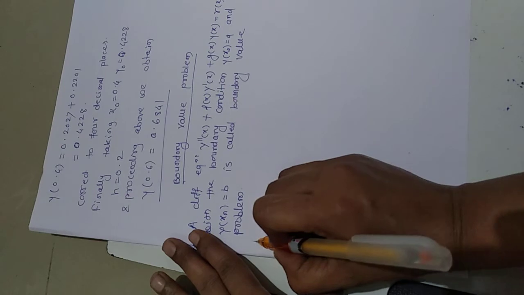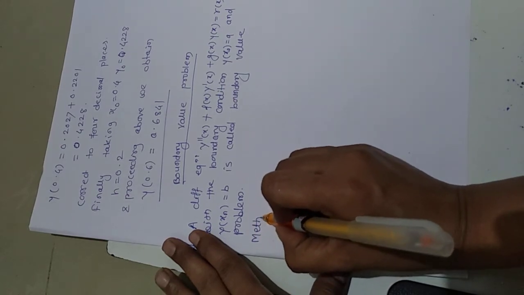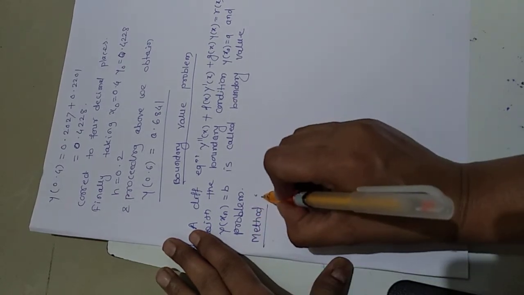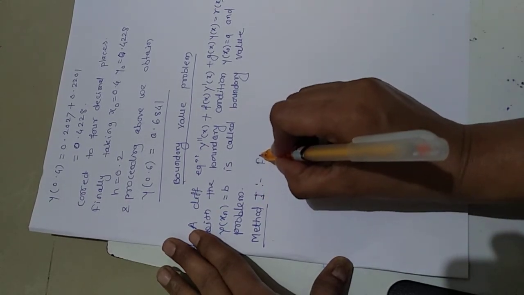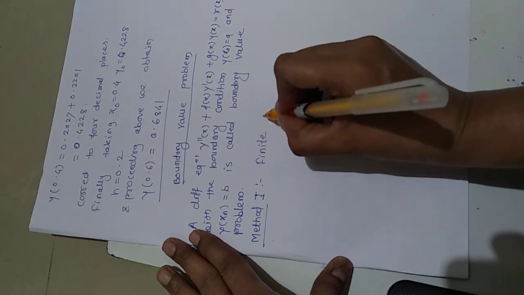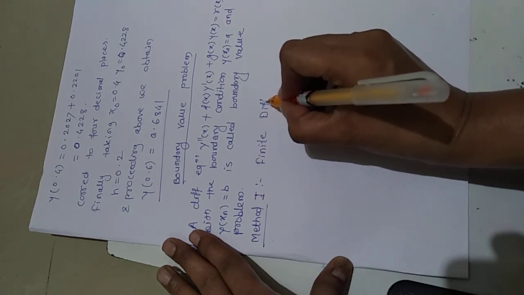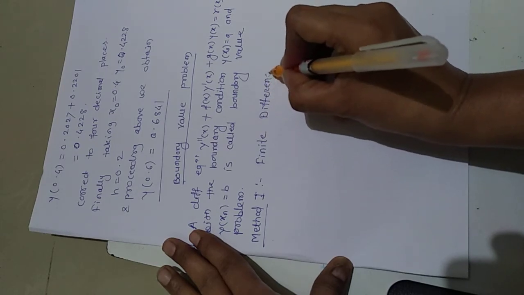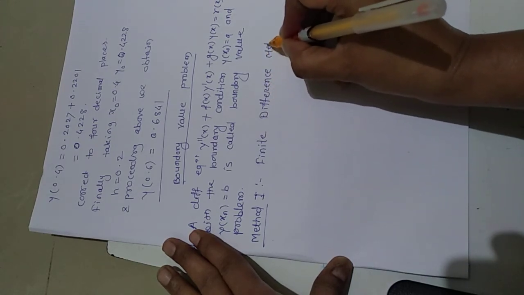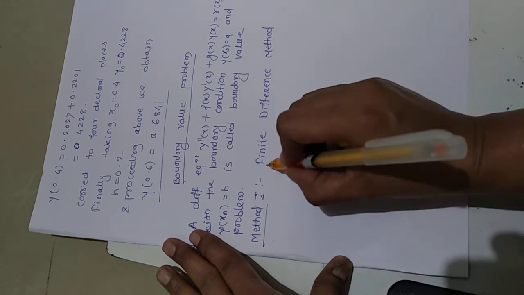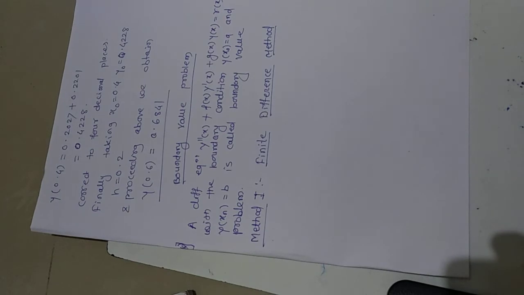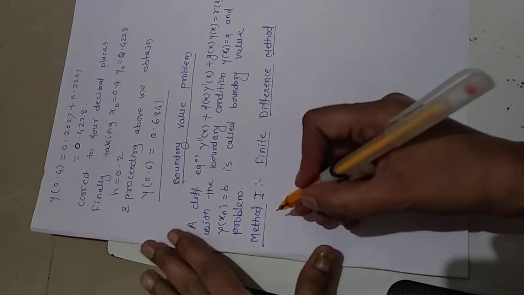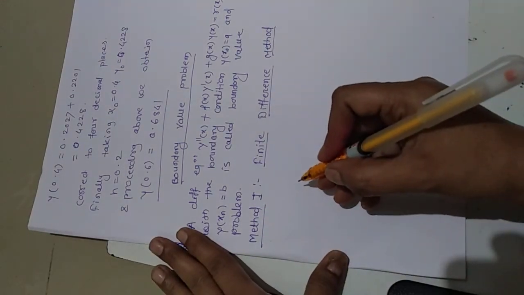There are two methods. First method is finite difference method. In this unit, two methods are given. First is finite difference method and second is cubic spline method. First we see the method of finite difference method.